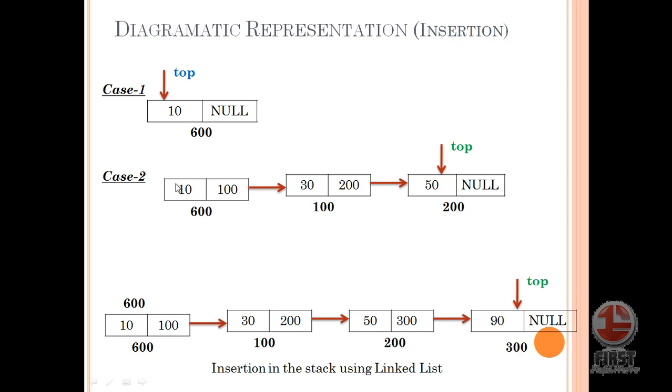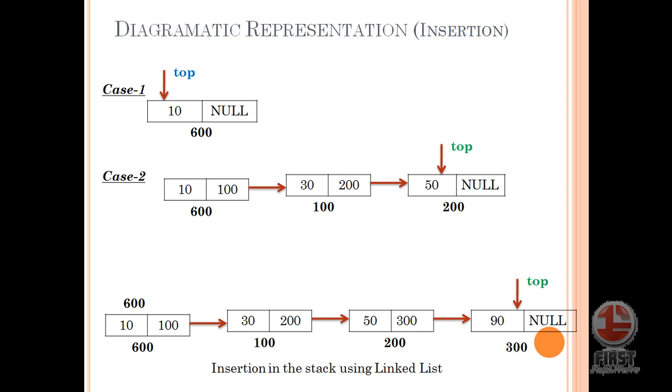Consider the case 2 where we already have few elements, say 10, 30, 50. The top pointer will be pointing to the topmost element. Here in this case it is 50. The link field of the topmost element will contain null because there is no next node. I hope this is clear already.